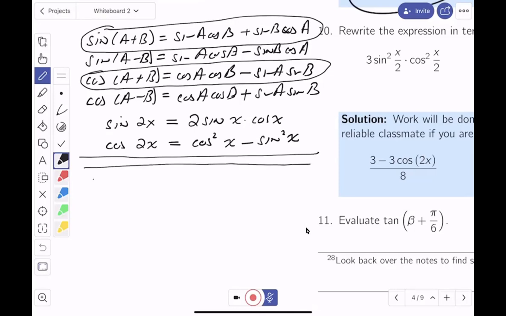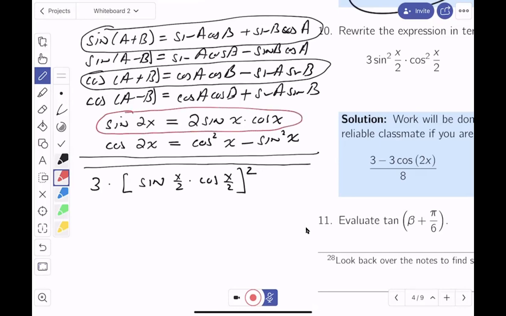So it's going to be 3 times sine x over 2 times cosine x over 2, squared. All right, now do I see that up there? Well, sort of. What I mean by sort of, I want to point out what I'm seeing. I'm seeing this. All right, but not totally.